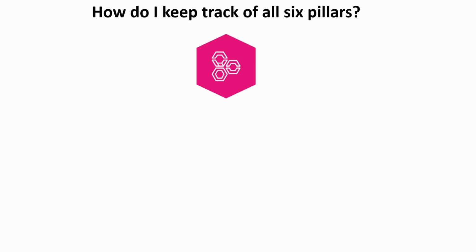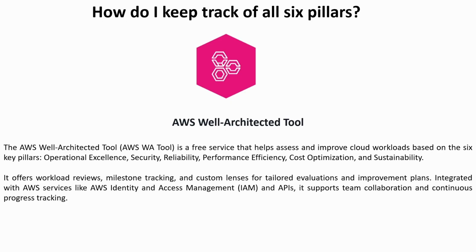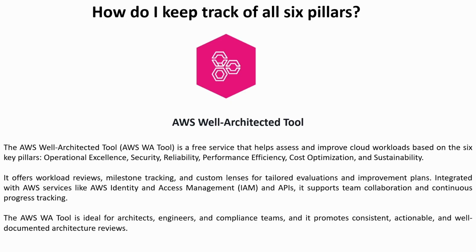No stress. The AWS Well-Architected Tool is a free service that helps assess and improve cloud workloads based on the 6 key pillars: operational excellence, security, reliability, performance efficiency, cost optimization, and sustainability. It offers workload reviews, milestone tracking, and custom lenses for tailored evaluations and improvement plans. Integrated with AWS services like AWS IAM and APIs, it supports team collaboration and continuous progress tracking. The AWS Well-Architected Tool is ideal for architects, engineers, and compliance teams, and it promotes consistent, actionable, and well-documented architecture reviews.